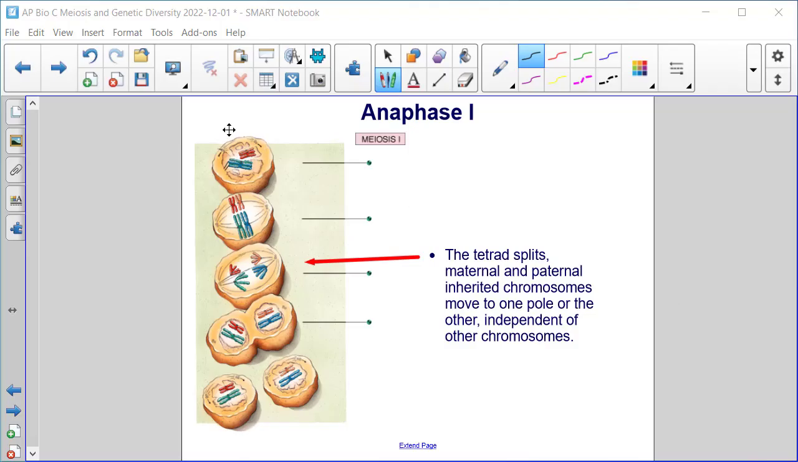All right, let's go back now. The third step here in meiosis 1 is anaphase 1. The tetrad splits. Maternal and paternal inherited chromosomes move to one pole or the other, independent of the other chromosomes.